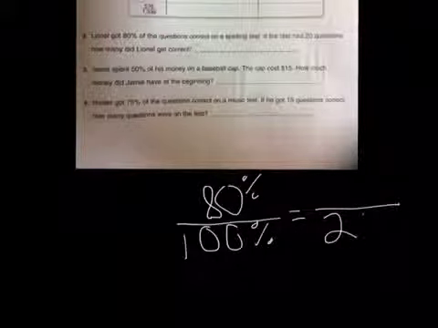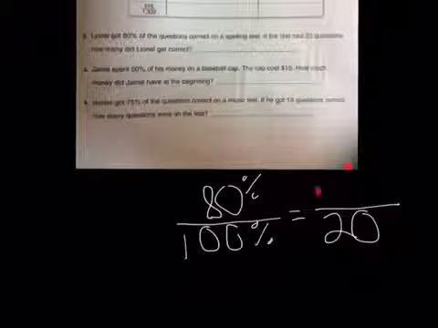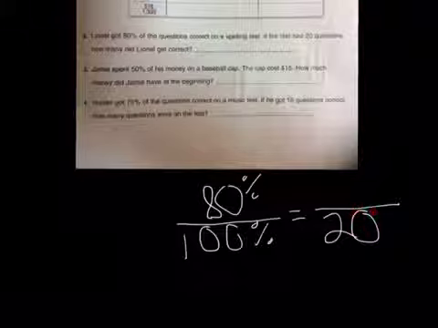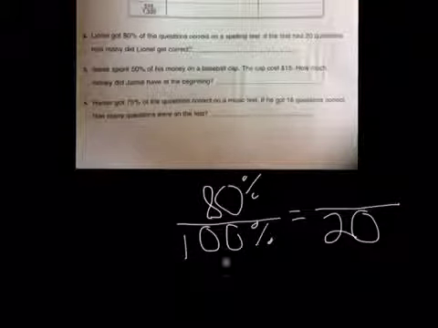If the test had 20 questions, then 20 questions is the 100%. This is going to equal something over 20. This is the number right here, boys and girls, that we're looking for, because 20 is the maximum number of questions. 100% is the maximum grade you can get. He got 80%. So how many questions did he get correct?